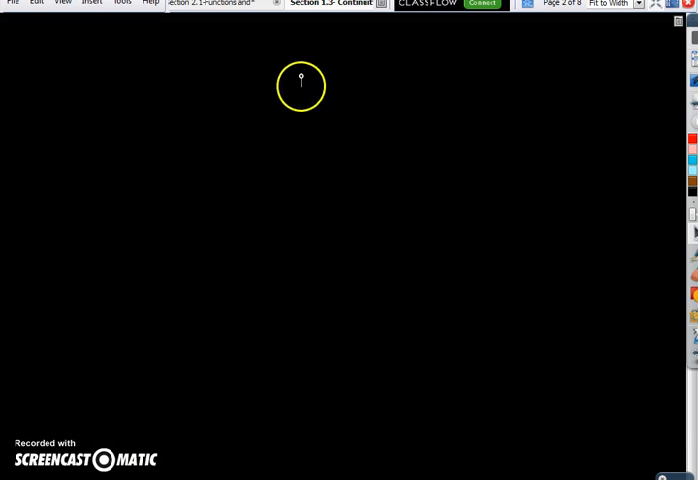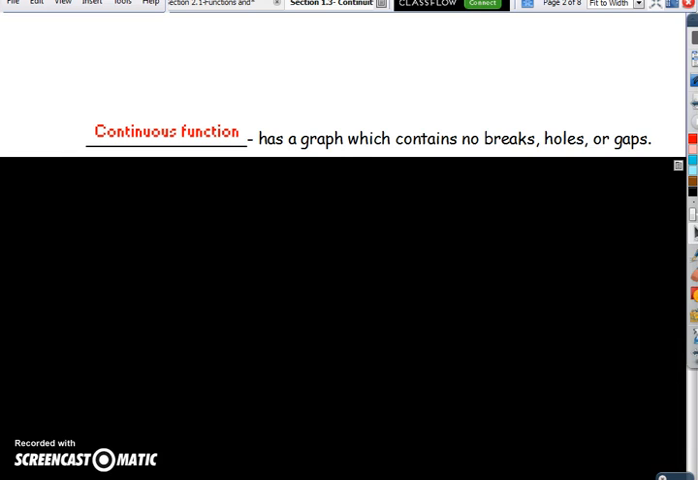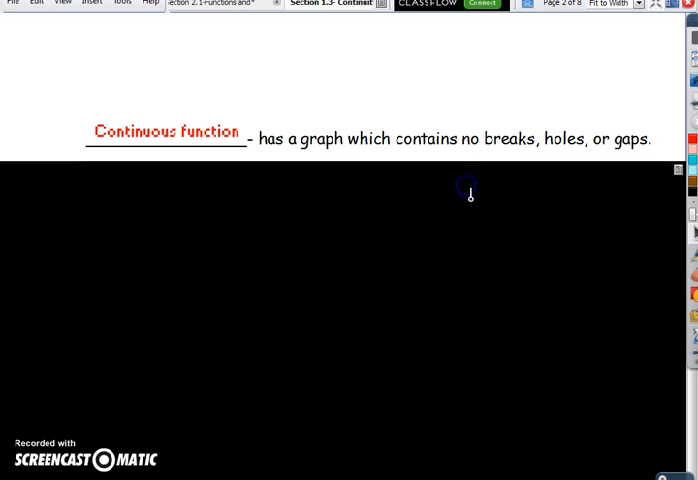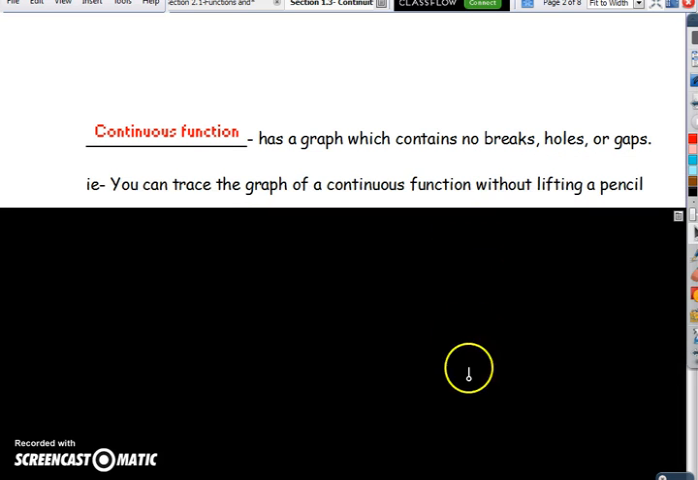What we have is the definition of a continuous function. We've talked about functions previously, but what is a continuous function? A continuous function has a graph which contains no breaks, holes, or gaps. I.e., you can trace the graph of a continuous function without lifting your pencil.